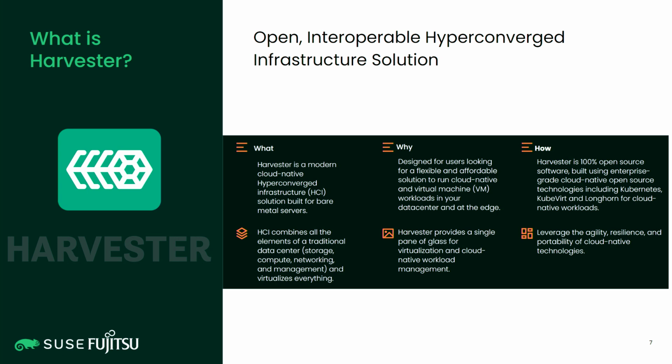The last point on this slide is Harvester leverages the agility, resilience, and portability of cloud-native technologies, which is a very long-winded way of saying the underlying technology in Harvester is Kubernetes. Essentially, what we did was we said, look, there is this fantastic framework called Kubernetes, which allows us to manage containers. It allows us to create, delete, schedule, and migrate containers across physical hardware. But why can't we just do the same thing with virtual machines?